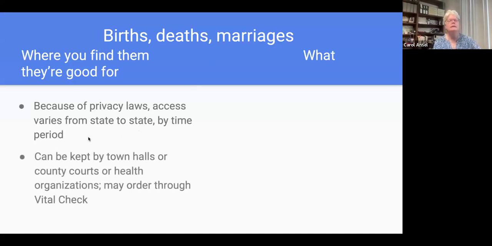They can be kept at the town hall, or sometimes the health organization will keep them. Here in New England, we're very town centered in terms of keeping our data, but in the rest of the country, it may be at a county courthouse. That might be where you're going to find these vital records. You can order them through an organization called VitalChek, and we have had mixed results with them. They end up costing more than you expect. There seem to be little charges added as you go through, and we have had instances of literally years before we got the information from them.